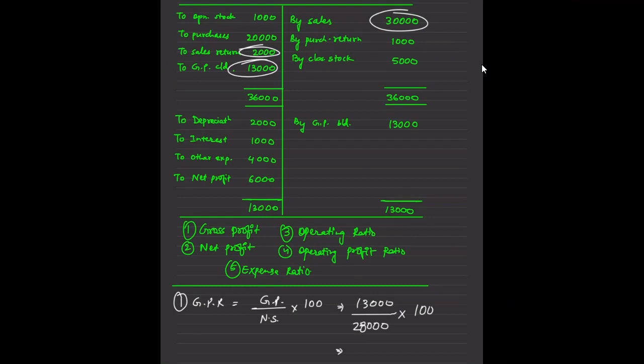So we will get our first ratio, which is called the gross profit ratio. So 13,000 divided by 28,000 multiplied by 100. So this is approximately 46.428, let's say 46.43% approximately. So those who have got this answer, this is the correct.